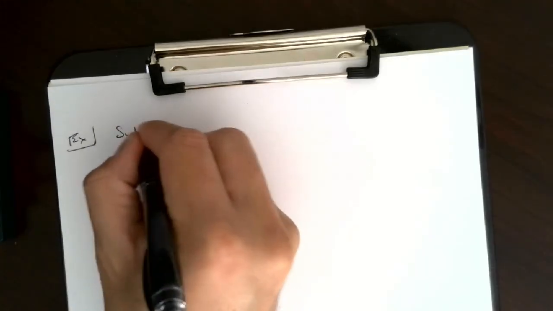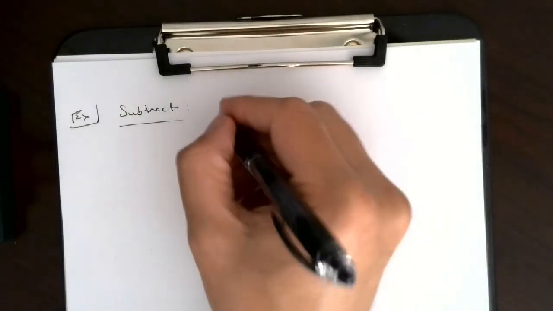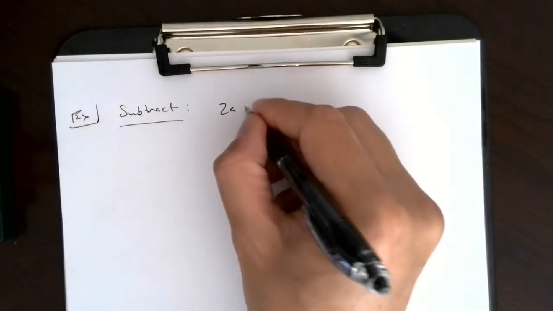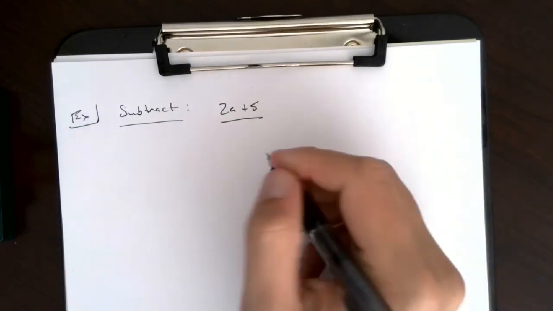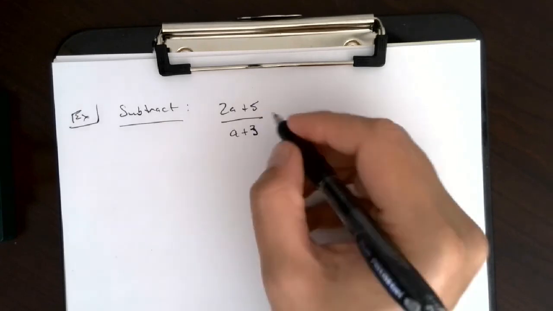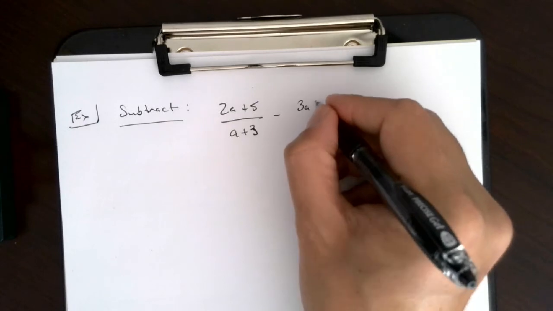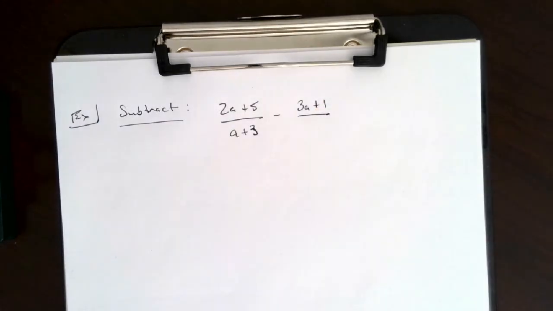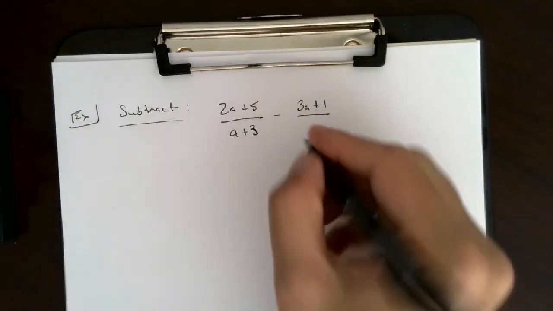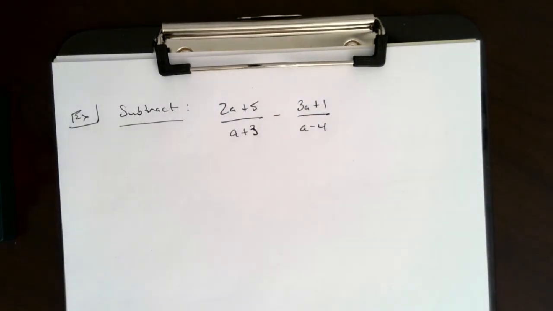If I said to subtract, and I have 2a plus 5 over a plus 3 minus 3a plus 1 over a minus 4. So you may want to pause it and try it on your own.